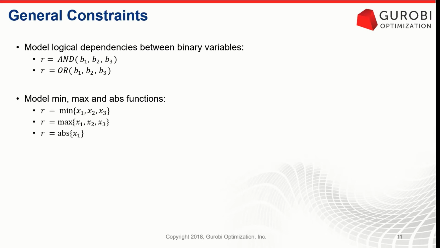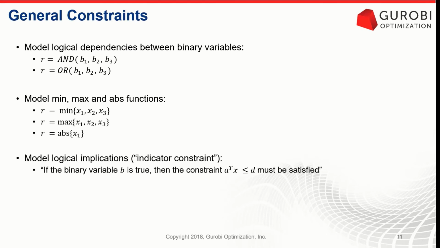Another group of general constraints models min, max, and abs. So this means in the first example, the variable R, now this is not constrained to binary, but any variable, is constrained to take the minimum value of x1, x2, and x3. Same for max. Finally, the last example in this group is that R takes the absolute value of the variable x1.